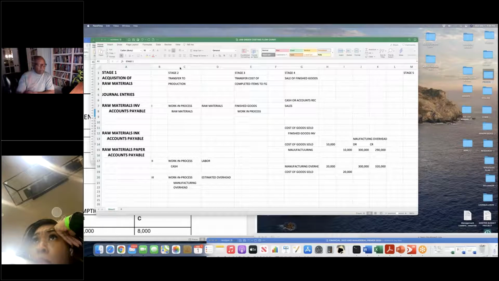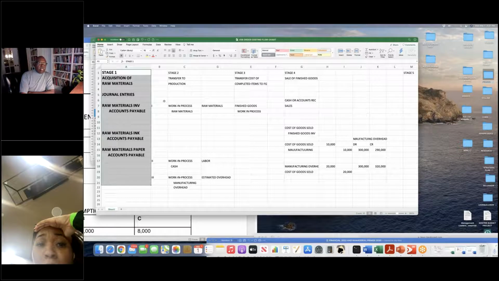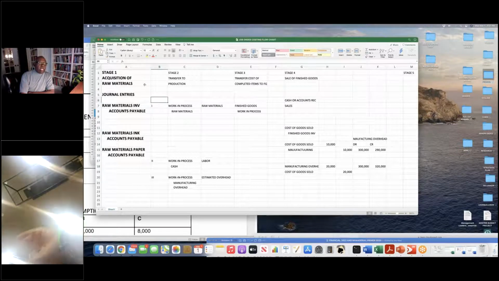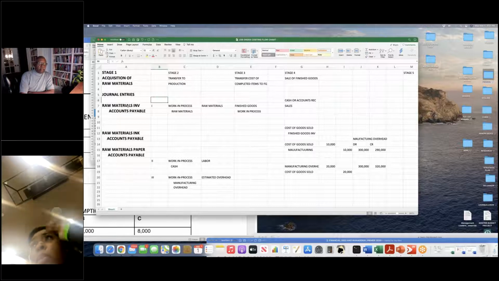So in stage 1, and this is just to help you with these journal entries, this is called the acquisition stage. This is where we buy the raw material. So we're in this stage, the acquisition stage, we're making journal entries. We debit raw materials inventory and credit accounts payable in this journal entry.